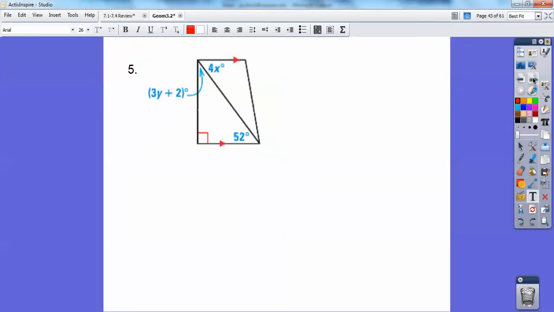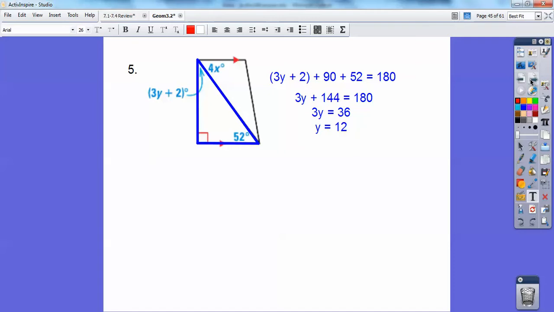Okay, here's another figure right here. On this one, I'm going to look at that triangle first. Triangles add up to 180, you guys. So this angle right here, plus this angle, plus this angle equals 180, okay? And you solve for y, add them all up, combine like terms, and you get y equals 12. To get x, I'm going to look at those alternate interior angles right there. They're equal to each other, so x equals 13.